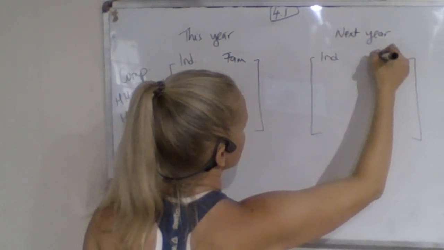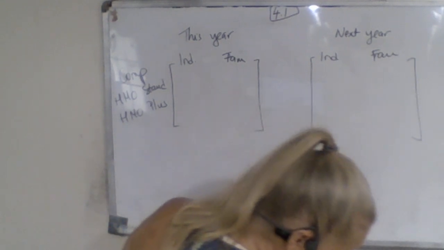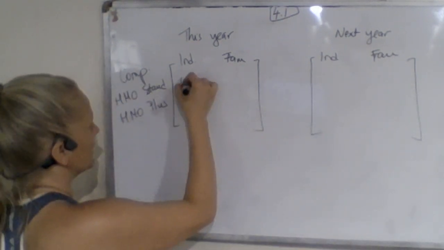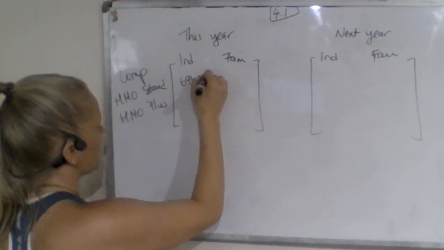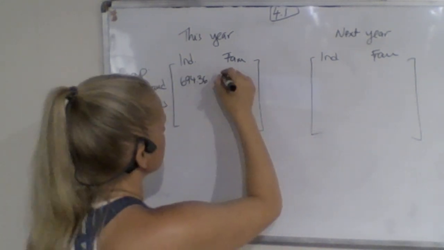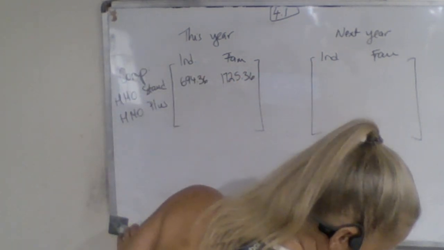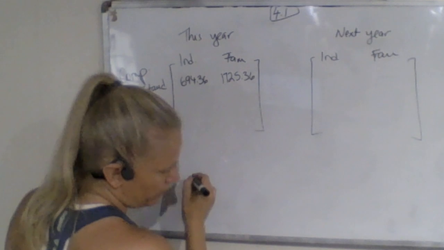And a family. And now we just get to go, okay, well, for this year, how much is the comp? It's 694.33. How much is it for the family? 1725.36. Okay, well, how much is the HMO standard? 451.80.